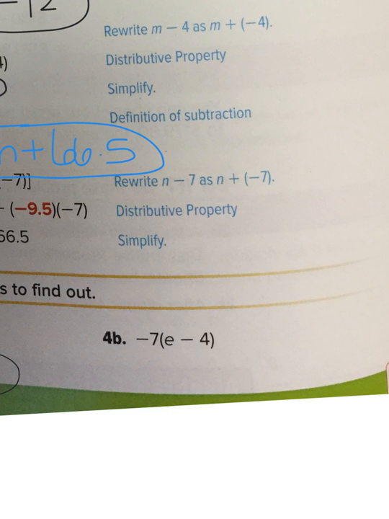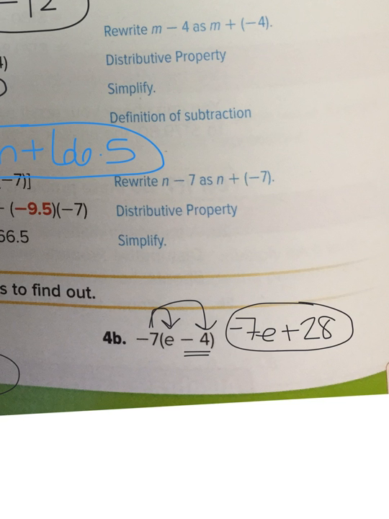4B says negative 7 times e minus 4. Remember that minus means that that 4 is really negative. Negative 7 times e is negative 7e. Negative 7 times negative 4, 2 negatives make a positive, so negative 7e plus 28. As you are doing your homework, you need to make sure that you are writing the problem and showing your work. So the drawing of the arrows is an excellent thing to do to show your work.